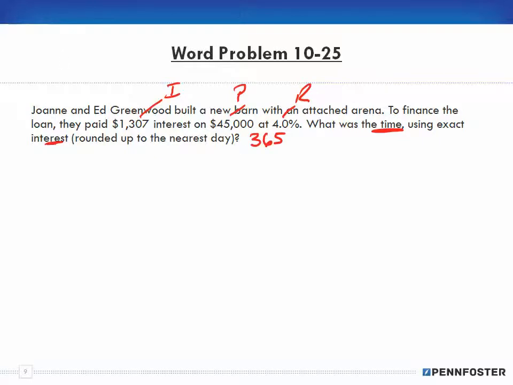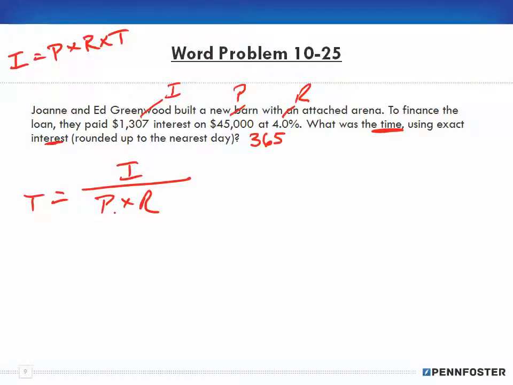Since we know the formula is interest equals principal times rate times time, if we want to solve for time, we set time equal to the interest in the numerator and whatever's left over, principal times rate, in the denominator. I don't have to memorize the formula by doing it that way. Now let's fill in the data. I have interest of 1307, and my principal is 45,000 times my rate of 4%.